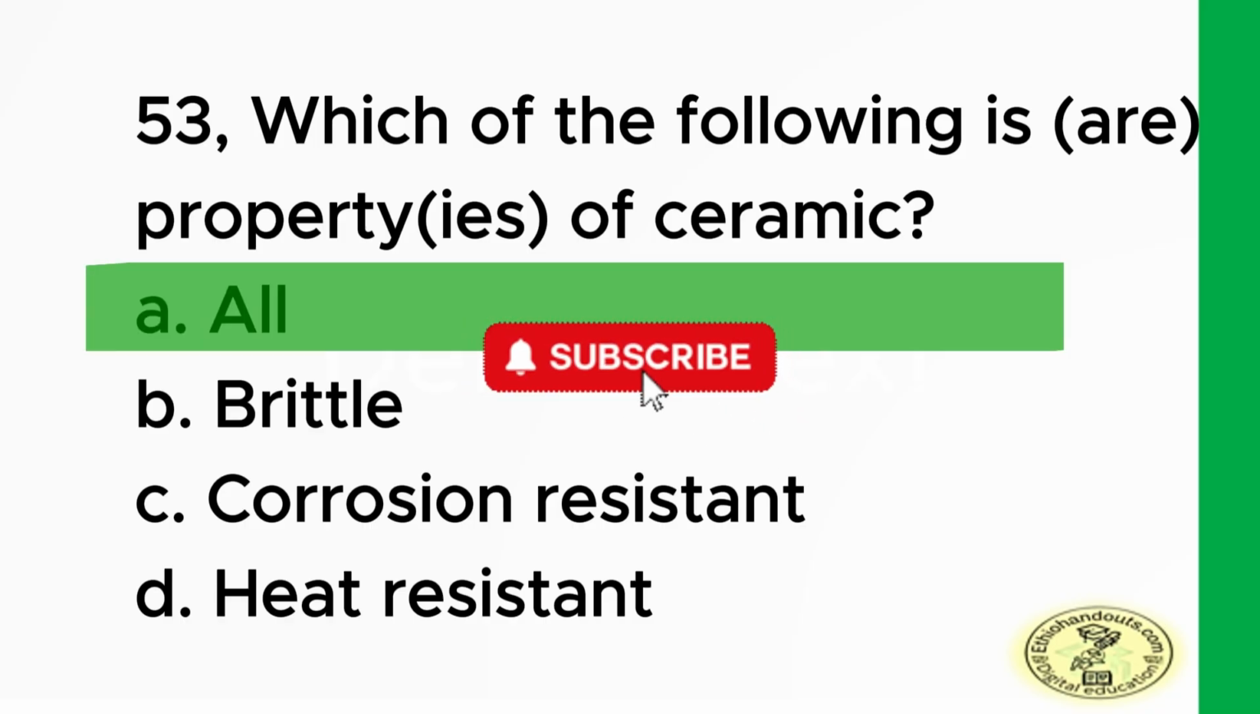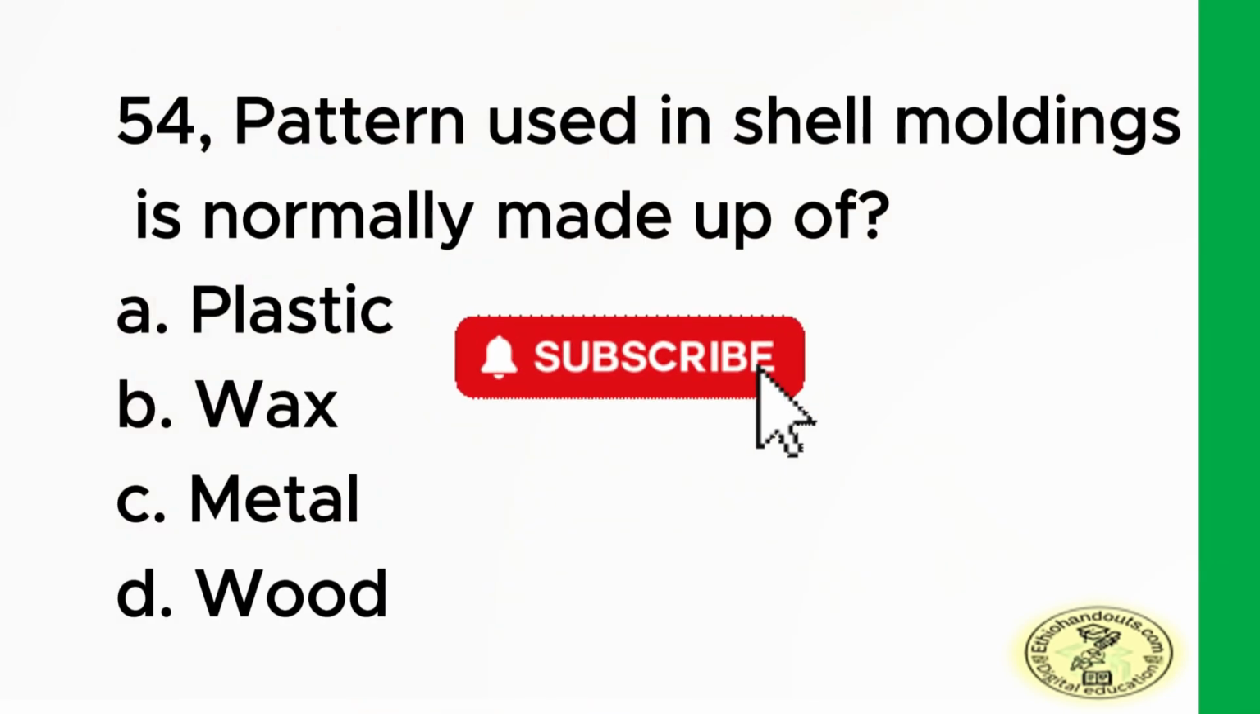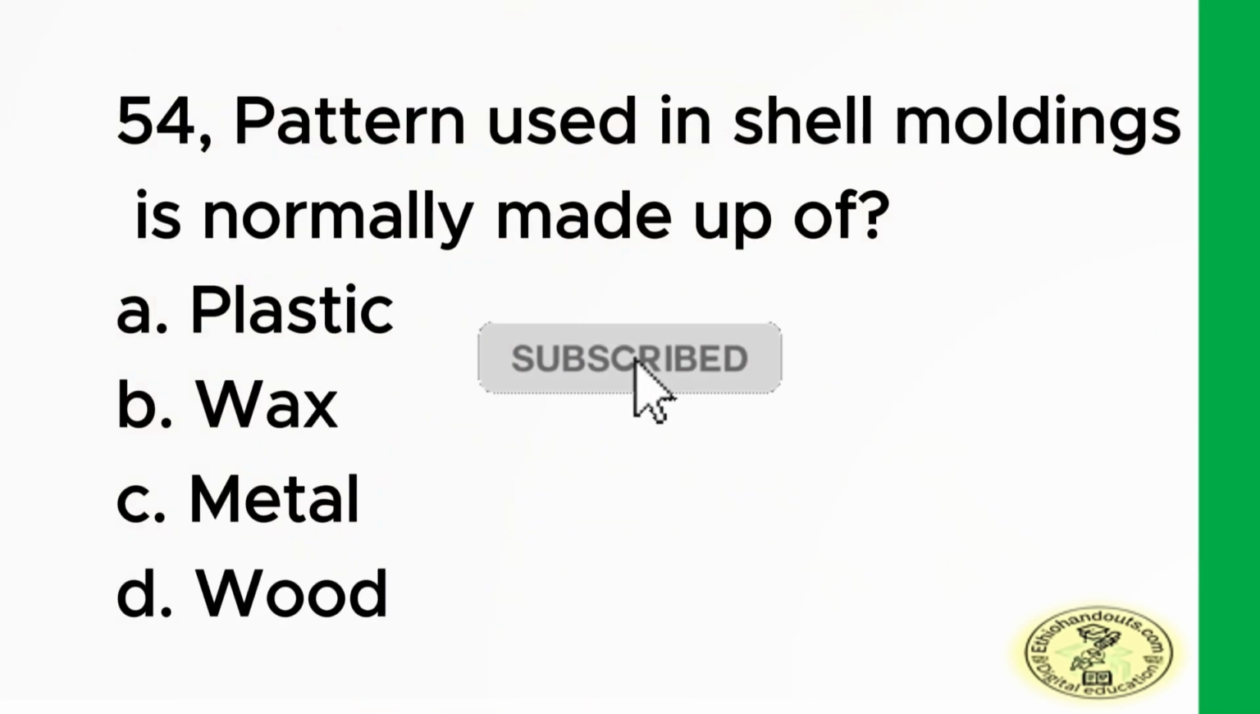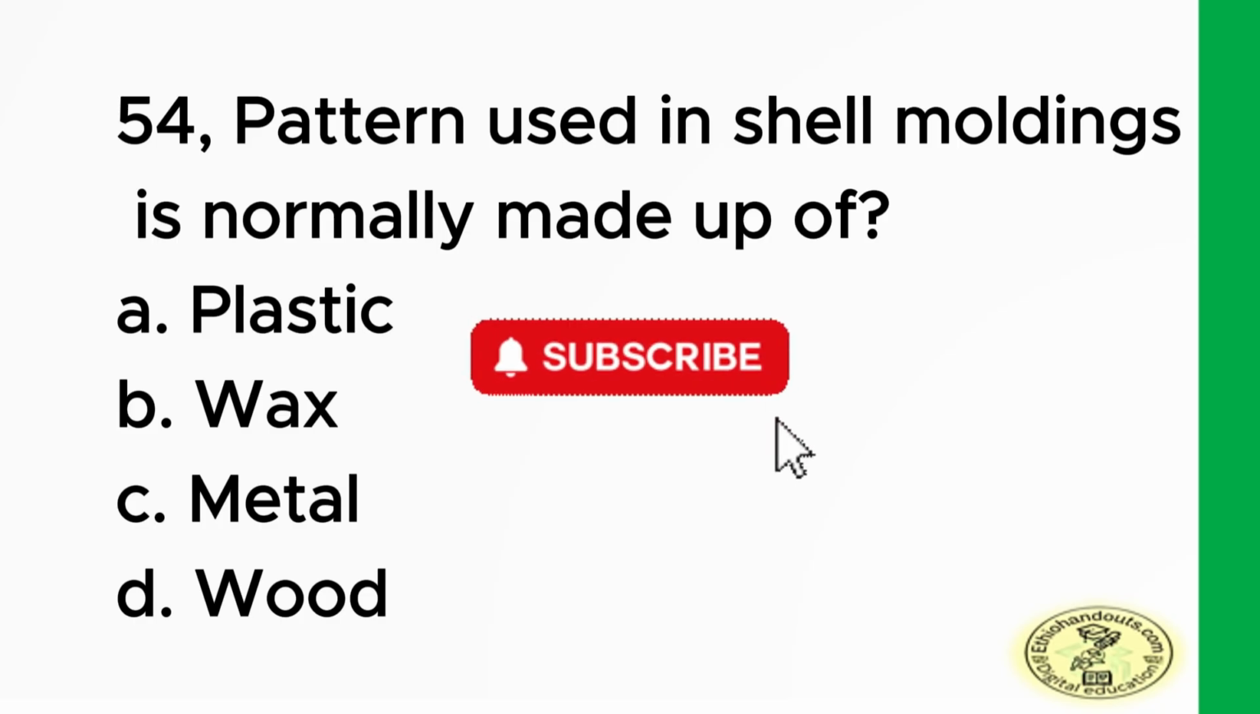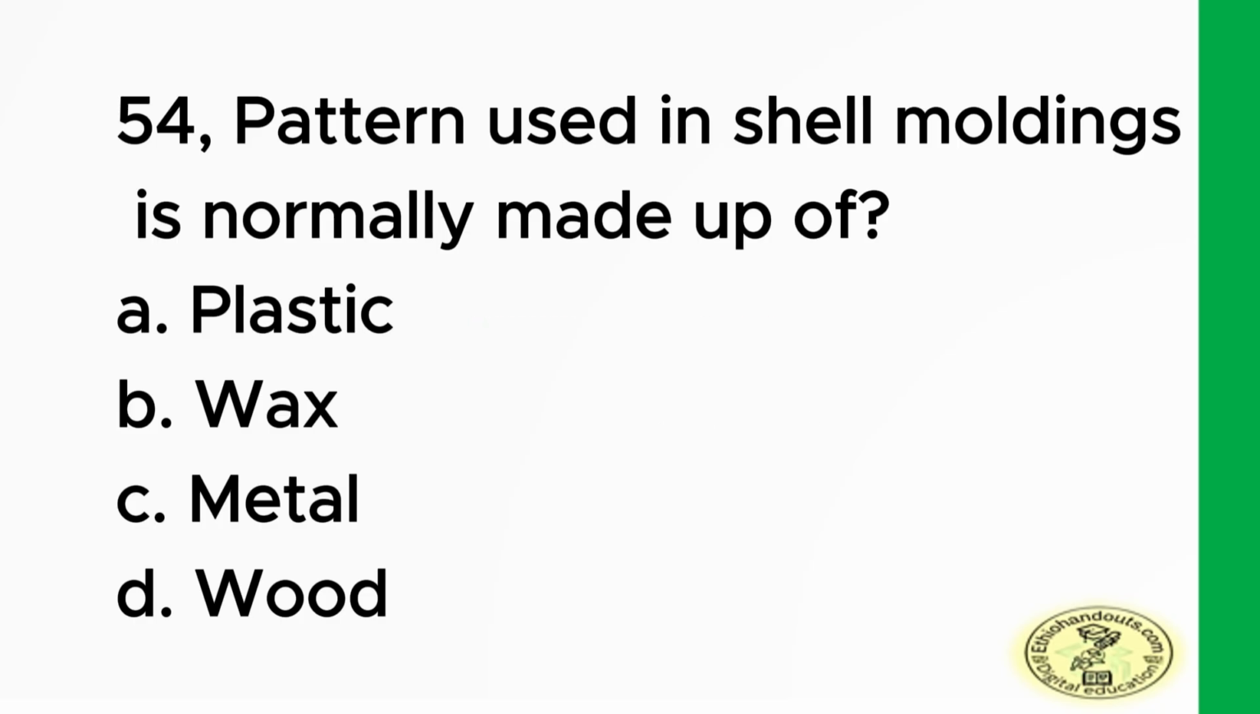The correct answer is A. All. 54. The pattern used in shell molding is normally made up of A. Plastic, B. Wax, C. Metal, D. Wood.